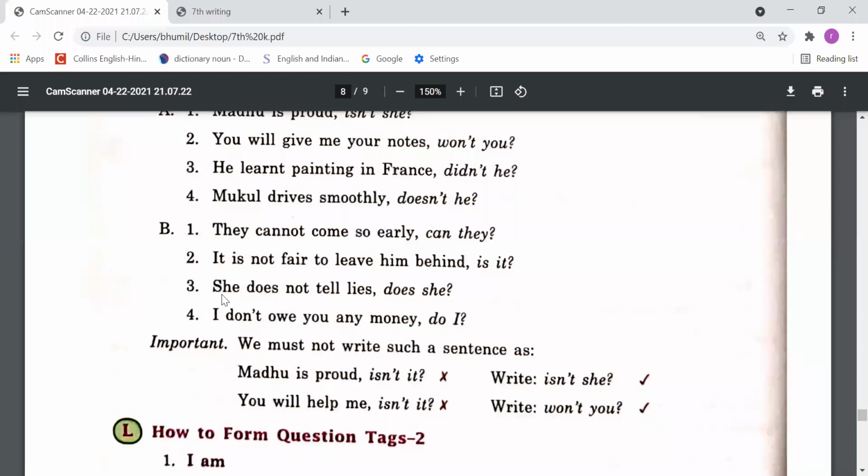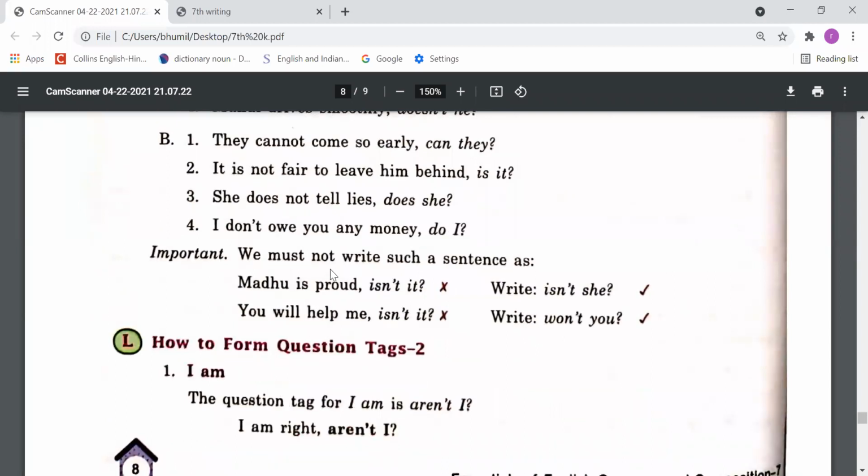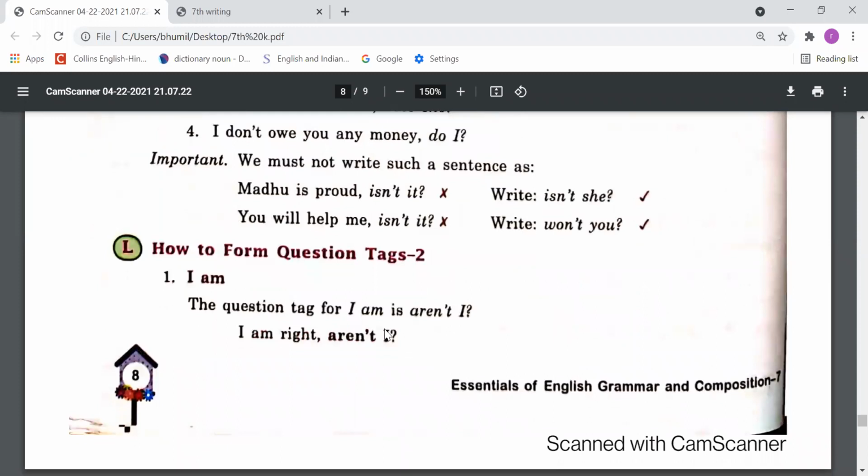She does not tell lies, does she? I don't owe you any money, do I? Right? Important: we must not write such a sentence as "Madhu is proud, isn't it?" We need to write, isn't she? You will help me, won't you? So according to the auxiliary verb we need to mention, and according to the subject we need to mention the question tag.